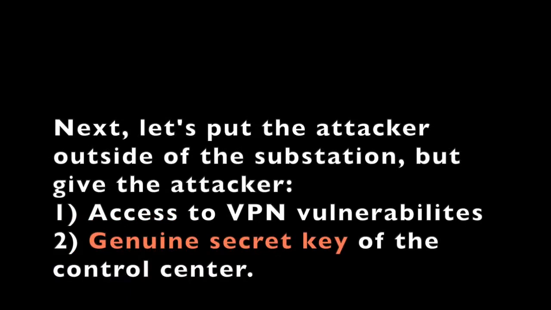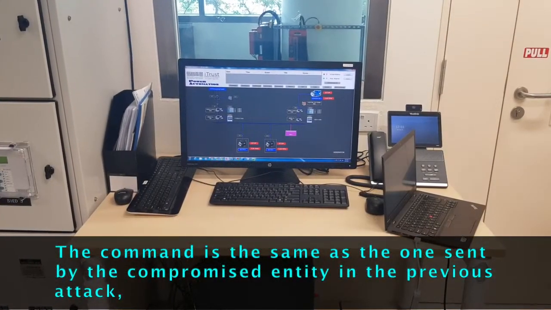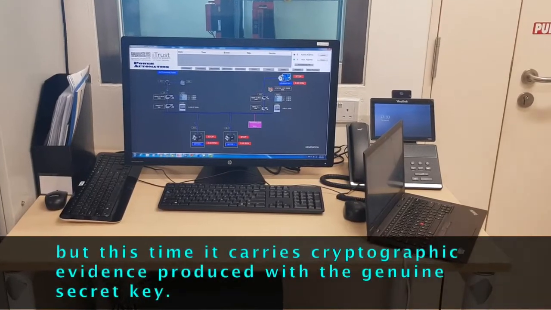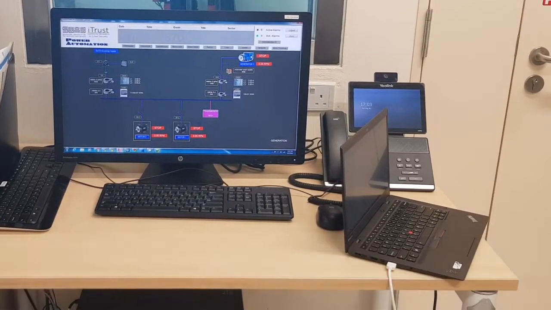Next, let's put the attacker outside of the substation, but give the attacker access to VPN vulnerabilities and the genuine secret key of the control center. In this second attack, the attacker compromises the VPN service in the substation and gains access to the network by augmenting their privileges. The command is the same as the one sent by the compromised entity in the previous attack, but this time it carries cryptographic evidence produced with the genuine secret key.